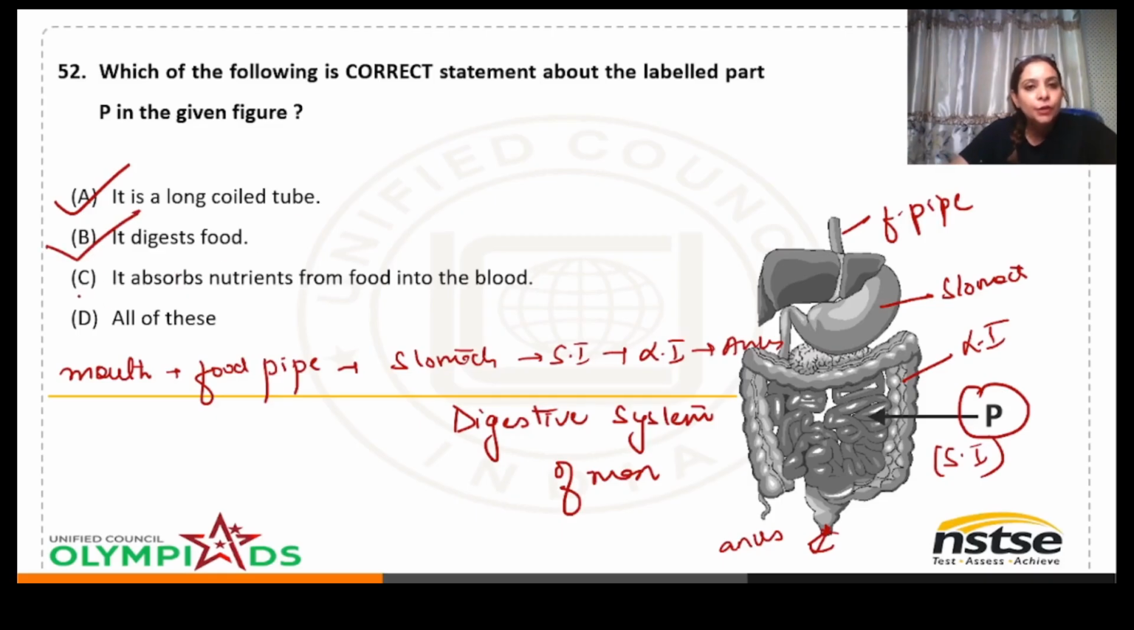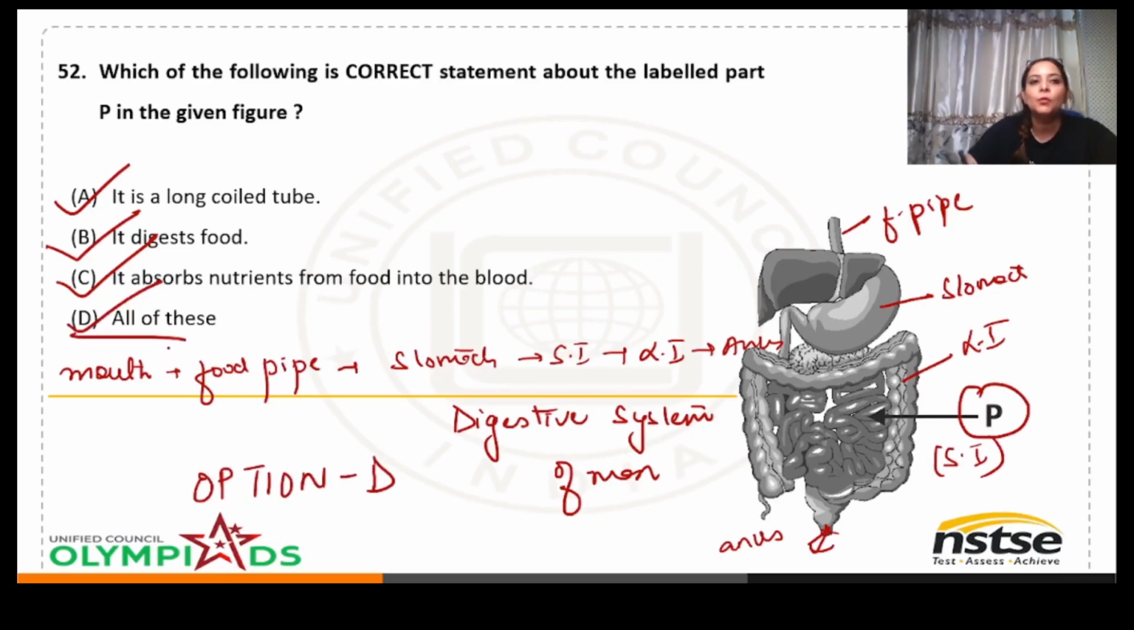Does it absorb nutrients from the food? Yes. Absorption also starts at the last part of the small intestine. So we'll go with option D. So which option is correct? Option D, because the P part is the small intestine. It is a long coiled tube. It helps in digestion. It completes the digestion, and also absorption happens in the small intestine.